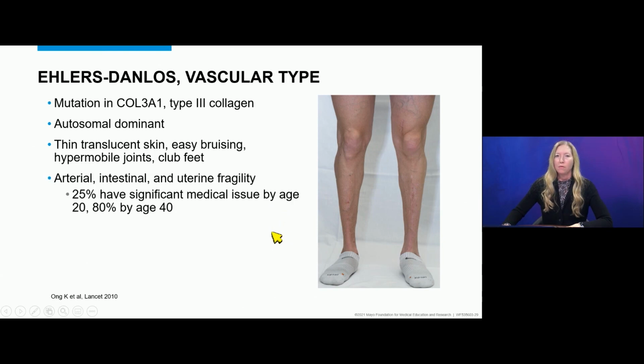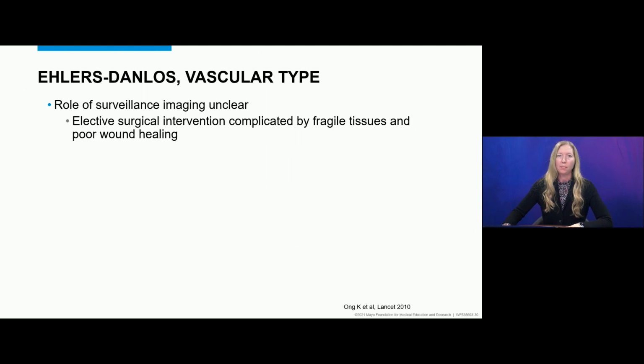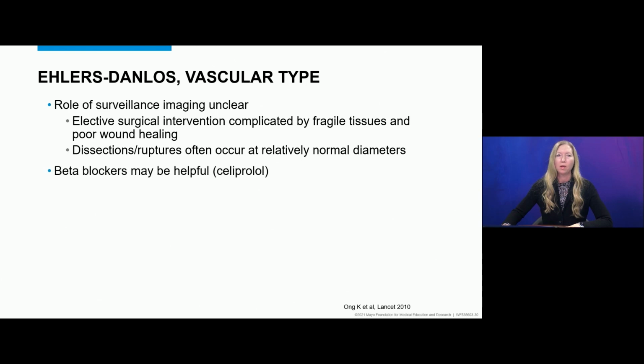And these patients have very fragile tissues, the arteries, the intestines, the uterus, and the vast majority of patients, 80%, will have had some sort of clinical event by the age of 40. This disorder is very challenging to care for because the role of surveillance imaging is really unclear. Any surgery is complicated by the very fragile tissues and poor wound healing, and often arterial complications can occur even at normal diameters, so it's hard to know what to use for a cutoff for intervention.